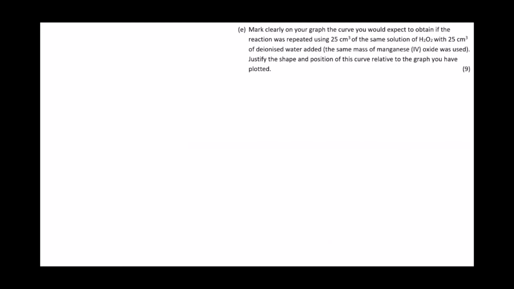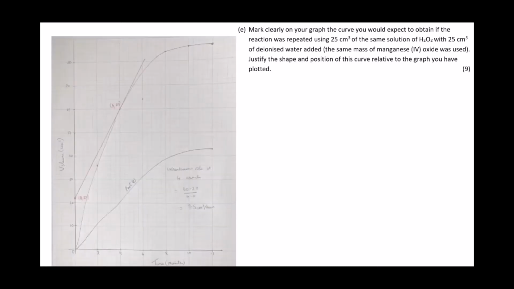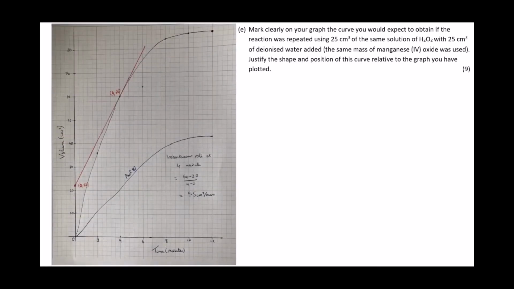So mark clearly on your graph the curve you would expect to obtain if the reaction was repeated using 25 centimeters cubed of the same solution of H2O2 with 25 centimeters cubed of deionized water added. The same mass of manganese oxide was used. Justify the shape and position of this curve relative to the graph you have plotted. So here, it's the blue graph down in the bottom part of that graph, with part E written on it.